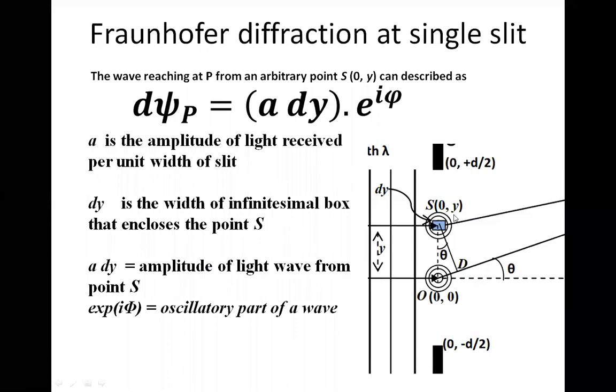Fine. So this point S is going to have some amplitude which is given by a dy, and it is going to have some oscillatory part which is e power i phi. Now my problem has further reduced to solving for this phi. What is this phi? How to calculate this? That part I'll do in the next slide.